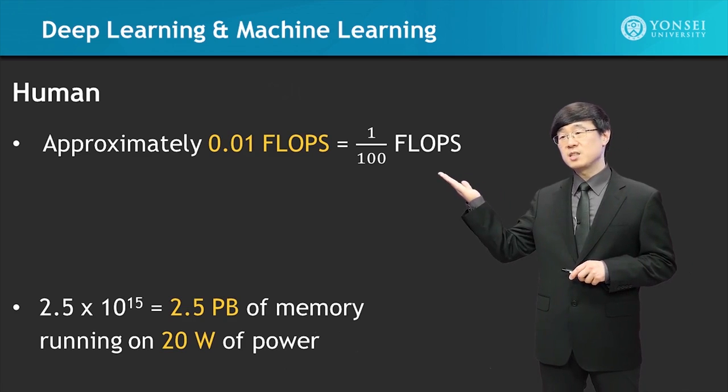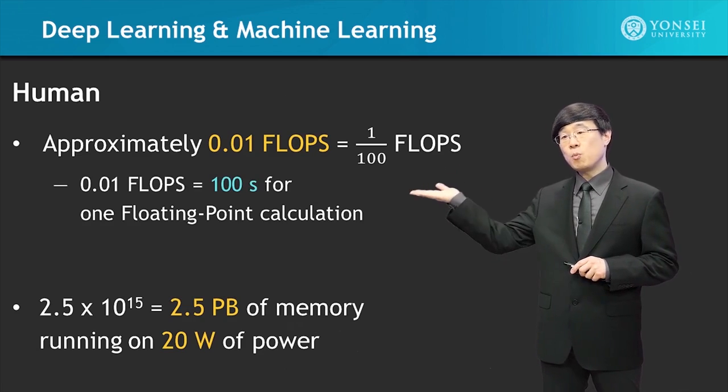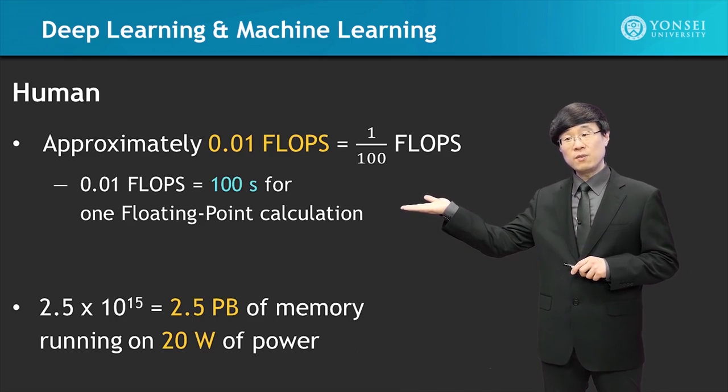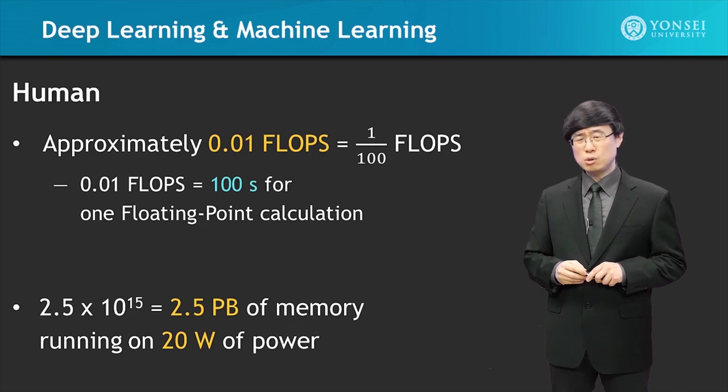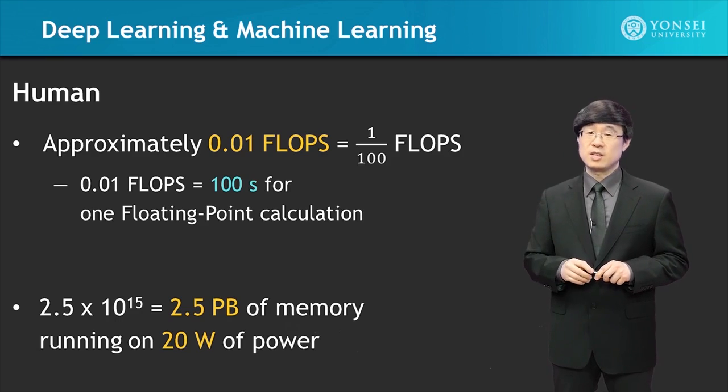Now, what does this mean? 0.01 flops. Well, 0.01 flops means that it will take 100 seconds for one floating point calculation for a human being. And then you're thinking, really? That's a little bit too slow. Well, think of it this way.